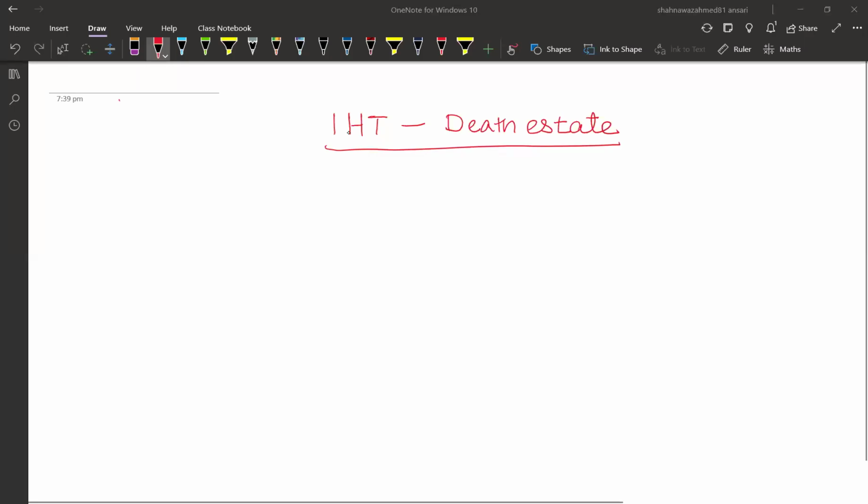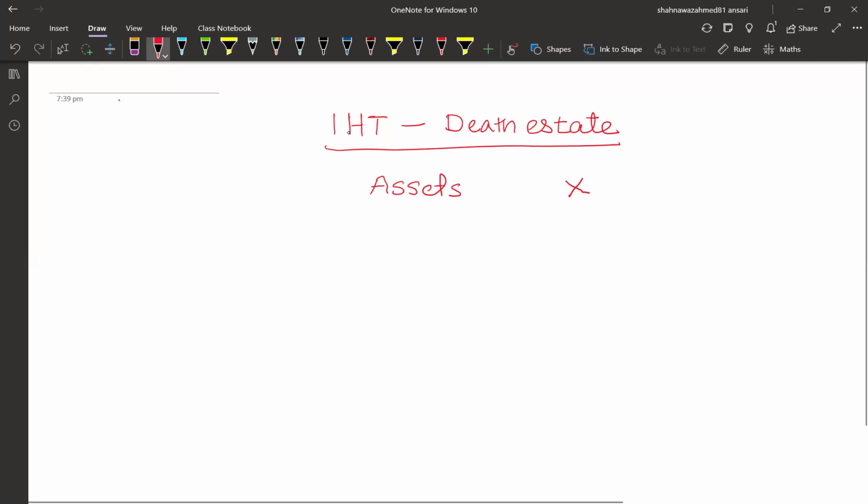Hello, student. In this lecture, we will discuss how we can calculate inheritance tax liability against the death estate. First of all, in order to calculate IHT, we need to understand the pro forma of the death estate. First, we will identify all the assets belonging to that individual. Every asset we have to include in the death estate computation.